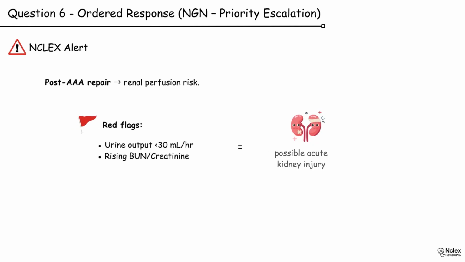Here's your NCLEX alert. After abdominal aortic aneurysm repair, the exam expects you to watch renal perfusion closely. A urine output less than 30 milliliters per hour is a red flag. Rising blood urea nitrogen and creatinine make it even more concerning. On NCLEX, this combination points to possible acute kidney injury.